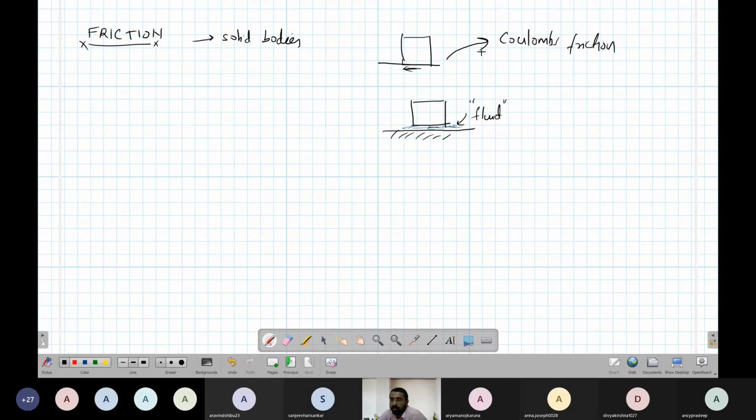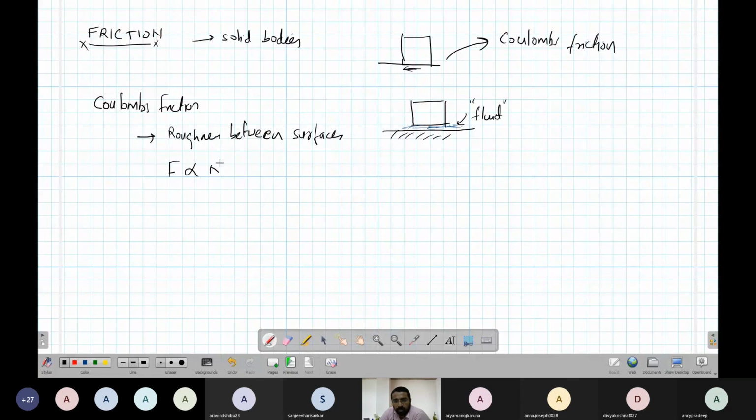Here we are dealing with the Coulomb's friction. So this Coulomb's friction is not a 100% properly understood phenomenon, but what we know is that it is caused due to roughness between surfaces. Okay, and the Coulomb friction force is proportional to the normal force.